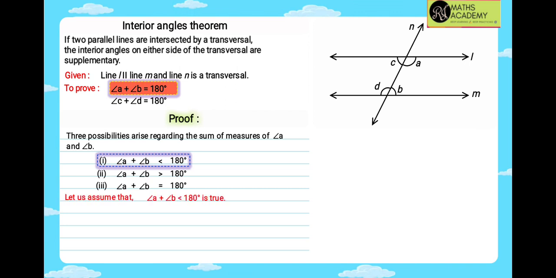Now we'll see the first possibility. Let us assume the statement is true, where if I add angle A plus B, the sum of this pair of angles is less than 180. Less than means, for example, angle A plus B will be 160 here and 180 there, then the statement is true, right? Let's understand.